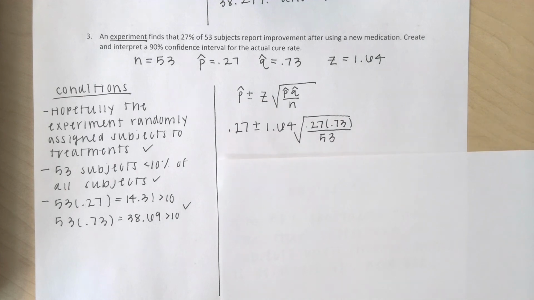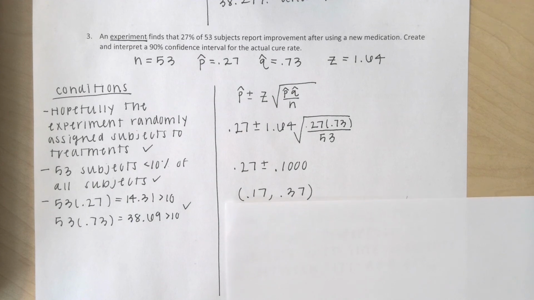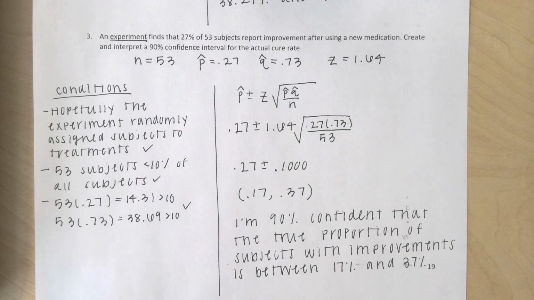Okay, I started with plugging all of my values into my z-score formula. Now we're looking for 90% confidence, so using a z-score of 1.64 gives us a margin of error of just 0.1. So I have between 17 and 37%. This means that I am 90% confident that the true proportion of subjects that will have improvements is somewhere between 17% and 37%.